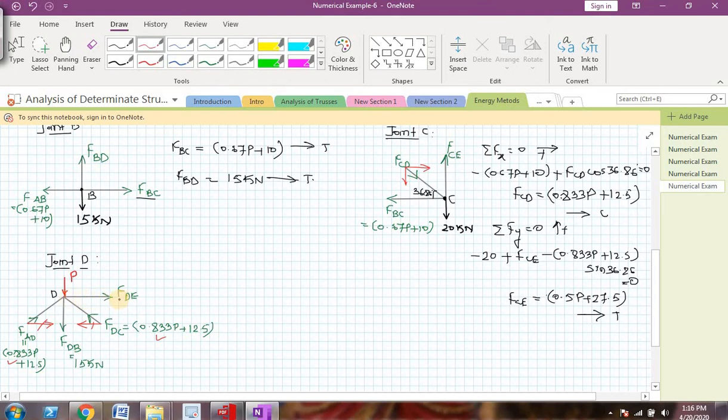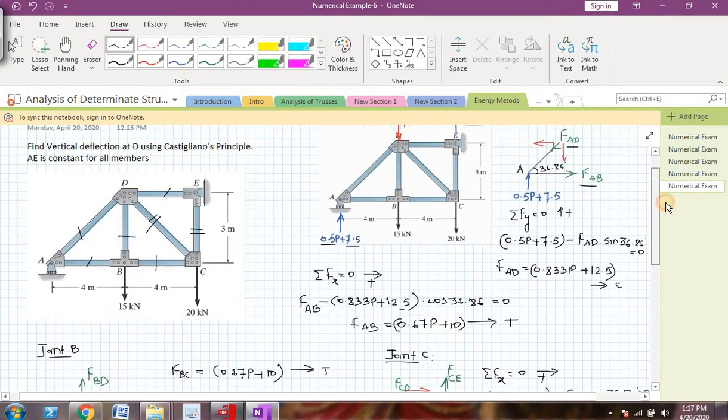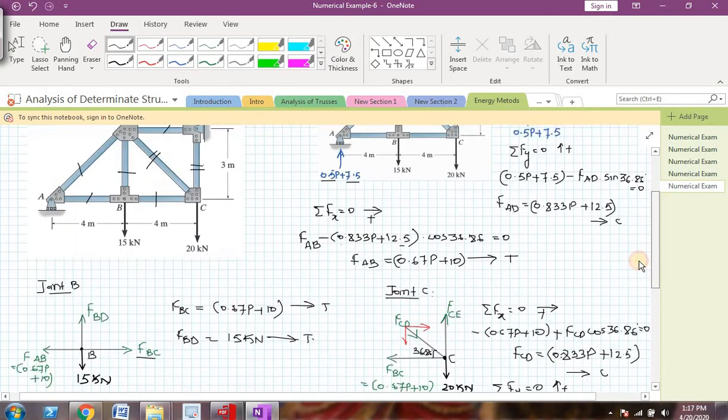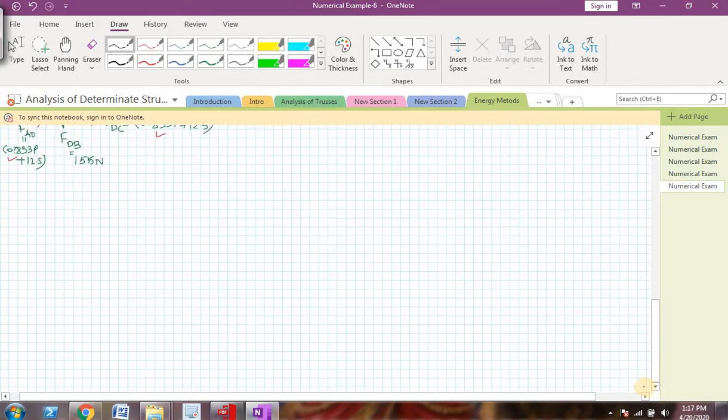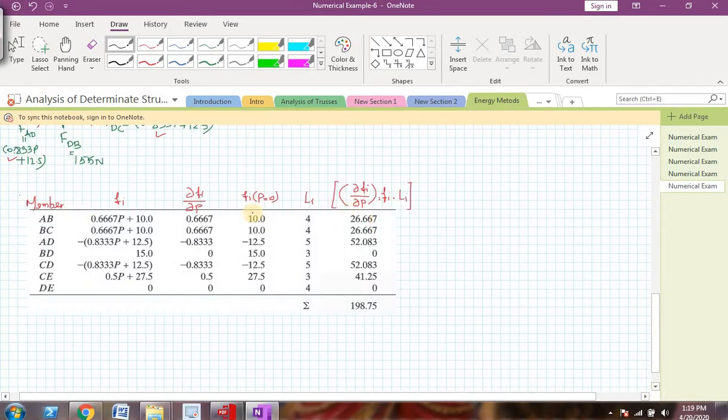When I take the summation of Fx equal to 0 equation, the only thing which will be there will be FDE. So I can straight away say that FDE is 0. So it is a zero force member. Now with this, we have found all the forces in all the members of the truss. Let us summarize them and put them in a tabular format. Okay, I have summarized all the forces in such a table. Now I will explain this table.